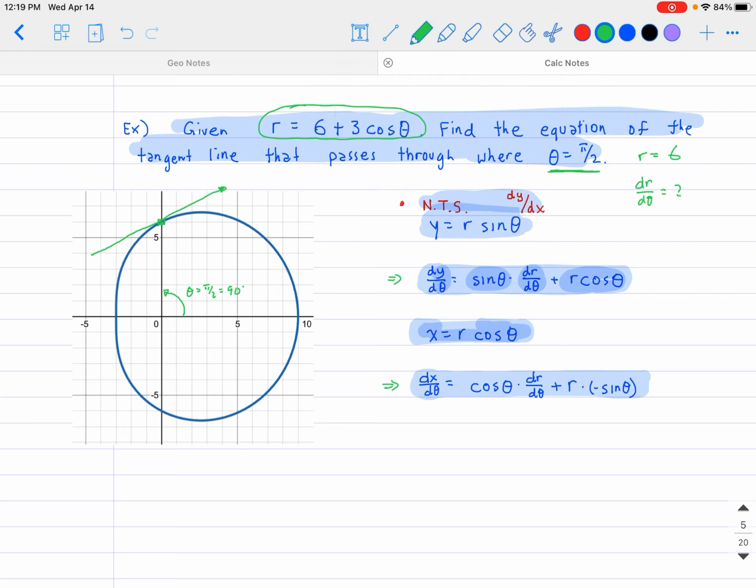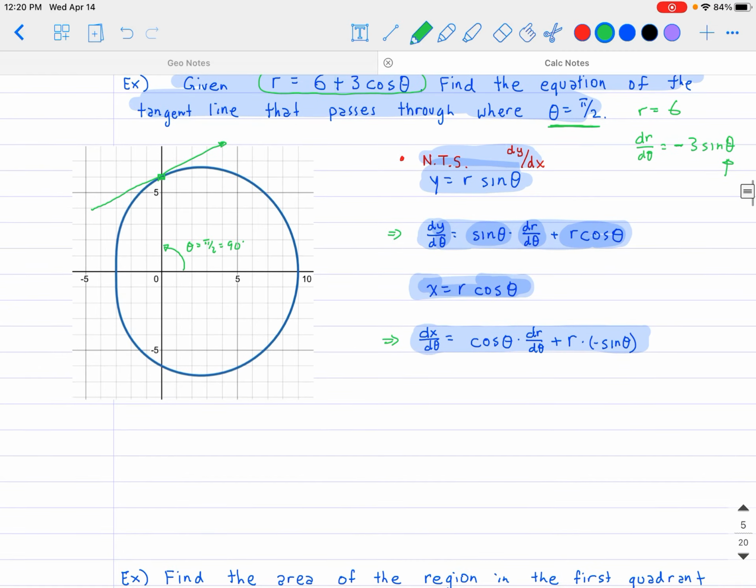Now for dr d theta, I just need to take the derivative of my equation with respect to theta. So dr d theta is equal to negative 3 multiplied by sine of theta. Now I do believe we have everything that we can plug in. And keep in mind, even though there's theta in dr d theta, that's fine, because I know theta is equal to pi over 2.